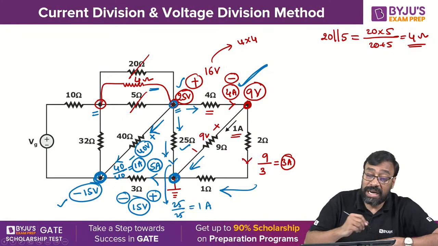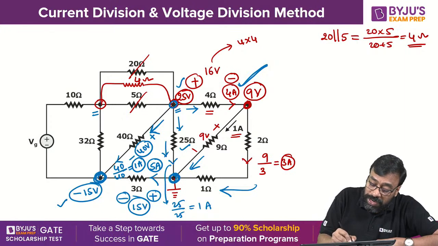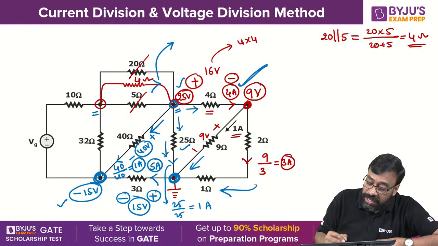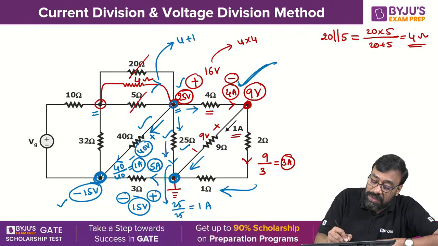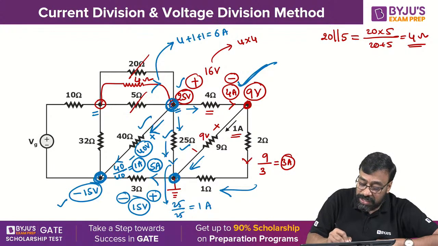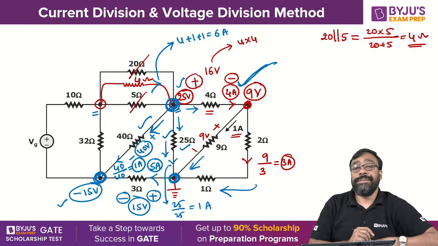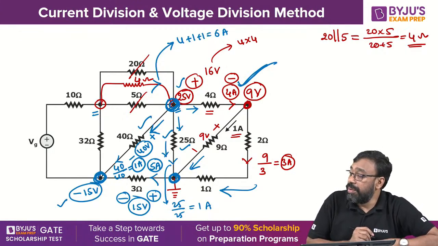Now tell me, what is the current flowing through this 4 ohm, Nana? It is going to be, because here 4 amperes leaving, 1 ampere leaving, 1 ampere leaving. Totally 4 plus 1 plus 1, that is 6 amperes is supposed to enter so that Kirchhoff's current law is satisfied at this particular node. You understand? Following all of you? Very good, Ashok. 1 ampere you got, right?